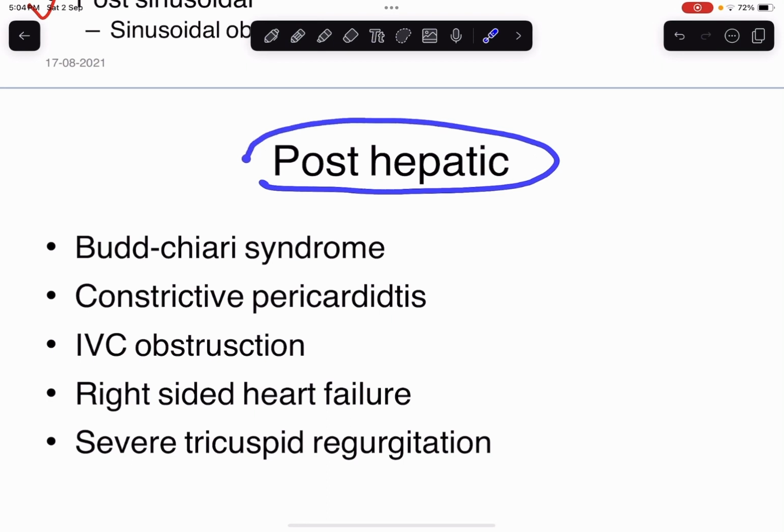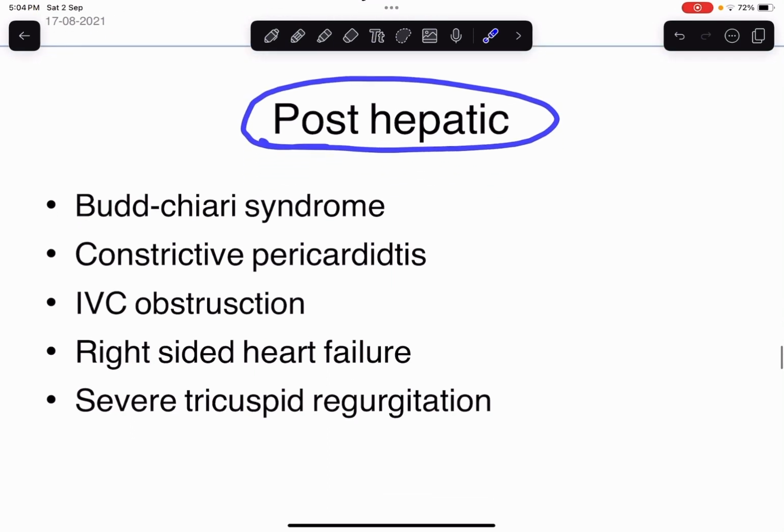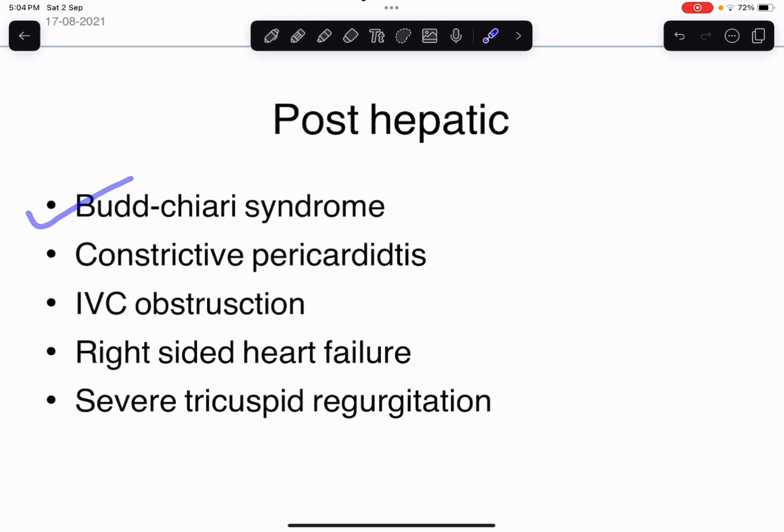Post-hepatic causes are very important. One of them is Budd-Chiari syndrome. What is Budd-Chiari syndrome? Budd-Chiari syndrome is thrombosis of the hepatic vein. The causes are Budd-Chiari syndrome, constrictive pericarditis, obstruction of the inferior vena cava, right-sided heart failure and severe tricuspid regurgitation. So these are the 5 important post-hepatic causes of portal hypertension. This is how we divide the causes of portal hypertension into prehepatic, intrahepatic and posthepatic causes.